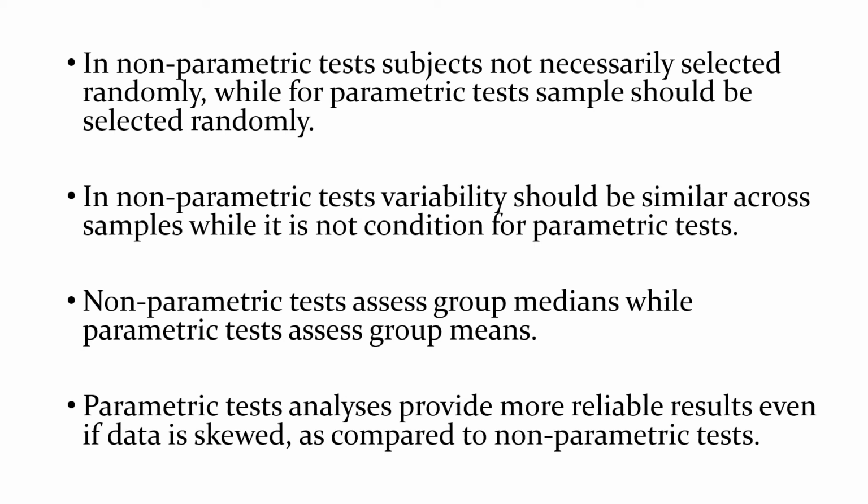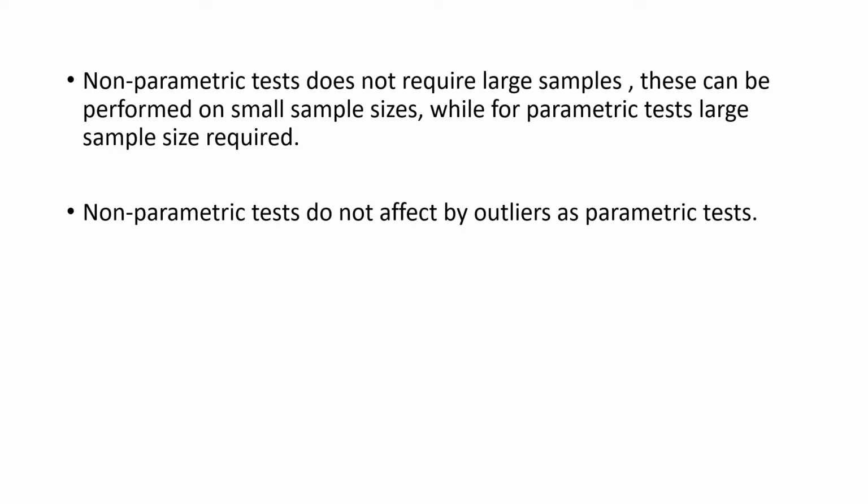Parametric test analysis provides more reliable results even if data is skewed as compared to non-parametric test. If we have some skewness in the data, if data is skewed towards right or towards left, then the results of the parametric test are even more reliable than non-parametric. Non-parametric test does not require large samples. They can be performed on small sample sizes, whereas in parametric test we need large sample sizes.